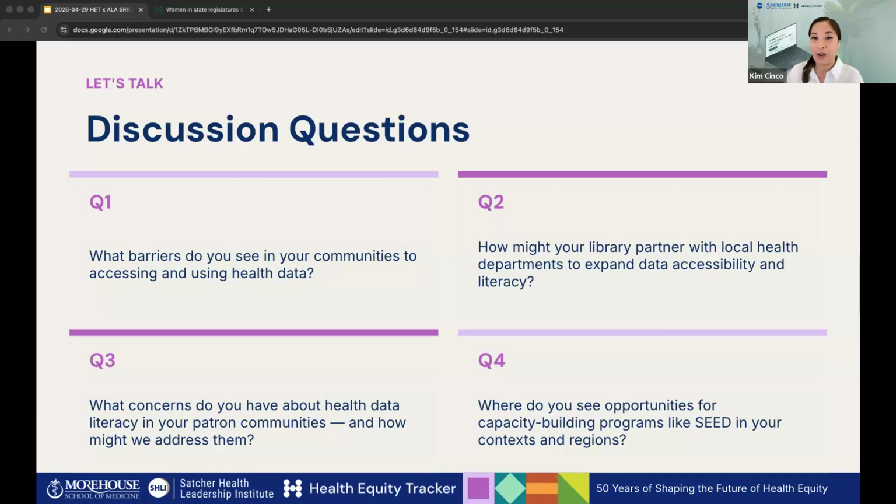Second, how might your library partner with local health departments to expand data accessibility? We're genuinely interested in building those connections, and we'd love to hear what you're already doing. Third, what concerns do you have about health data literacy in patron communities, and how might we address them together? Not every community's relationship with health data institutions is a trusting one, and that matters. And fourth, where do you see opportunities for programs like SEED in your regions? The model is replicable, and we'd love to talk about that.